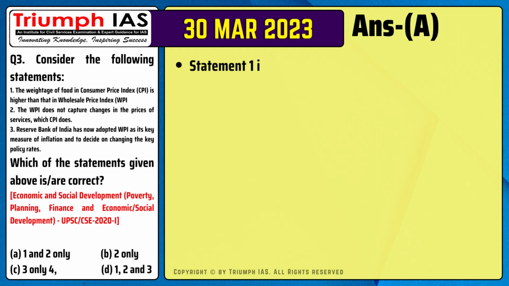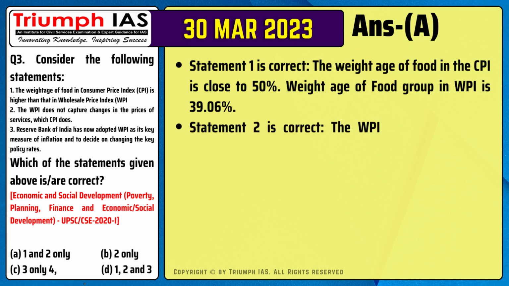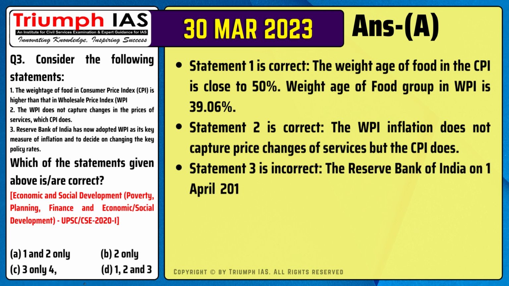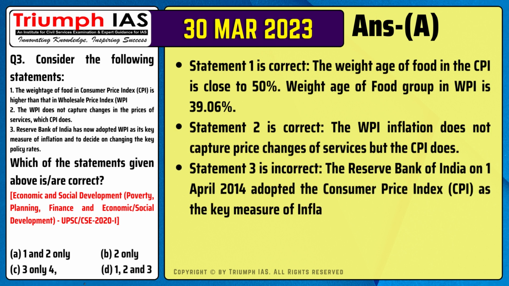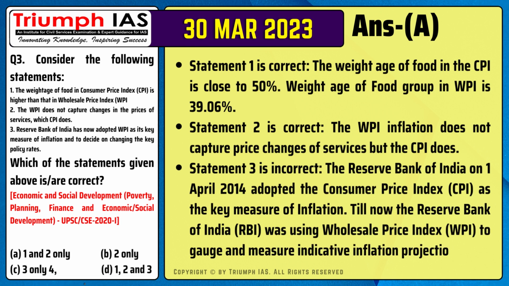The correct answer is option A. Statement 1 is correct. The weightage of food in the CPI is close to 50%. Weightage of food group in WPI is 39.06%. Statement 2 is correct. The WPI inflation does not capture price changes of services but the CPI does. Statement 3 is incorrect. The Reserve Bank of India on 1st April 2014 adopted the Consumer Price Index, CPI, as the key measure of inflation. Till then the Reserve Bank of India, RBI, was using Wholesale Price Index, WPI, to gauge and measure indicative inflation projections.